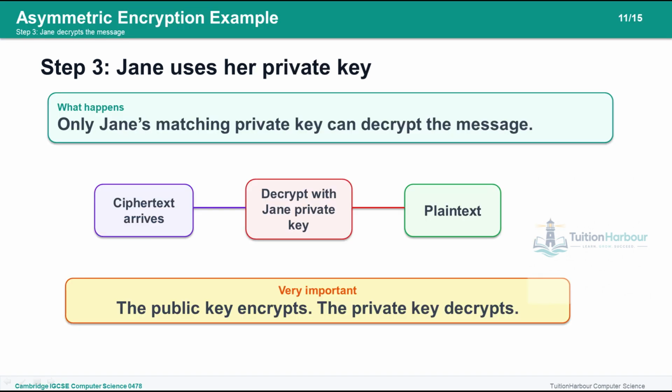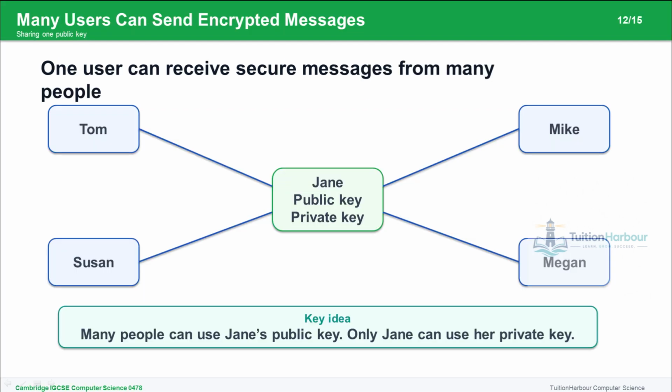When Jane receives the ciphertext, she uses her private key to decrypt it. Only Jane's matching private key can do this. The public key encrypts and the private key decrypts. Asymmetric encryption is very useful because one user can receive secure messages from many people. Jane can share her public key with Tom, Susan, Mike, Megan, and others. They can all use her public key, but only Jane can use her private key.